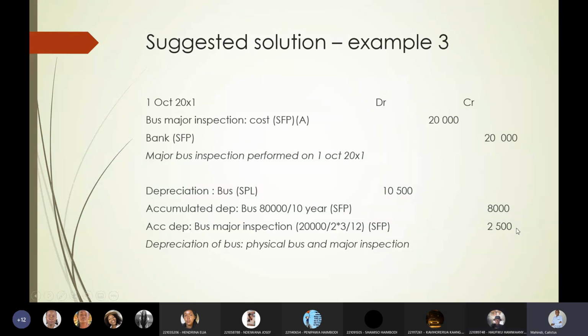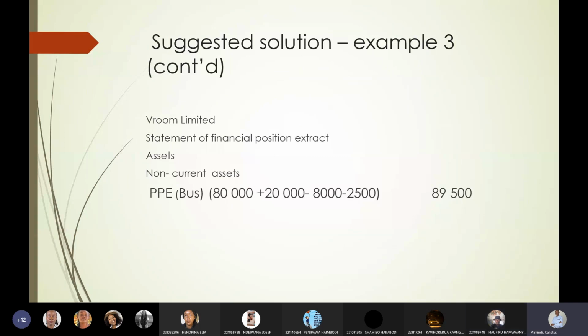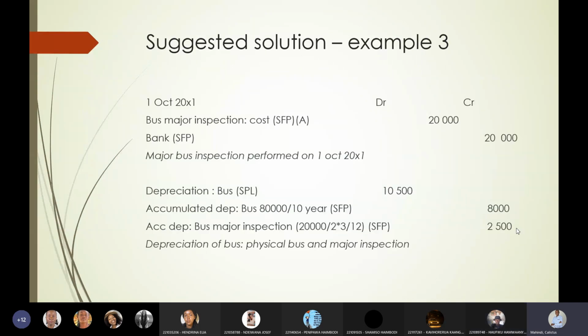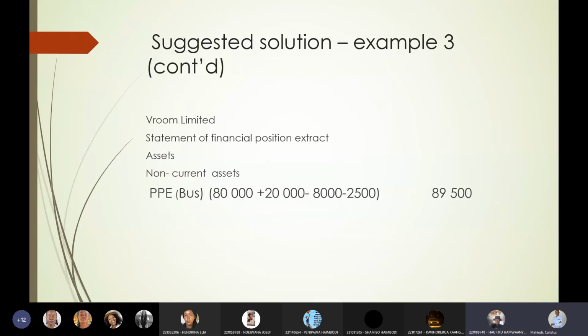Okay, and the last requirement was to present the bus in the statement of financial position. So how would the bus be shown? We're not given information with regards to other property, plant, and equipment. So assuming that the bus is the only asset, you would have one line item under non-current assets called property, plant, and equipment. You shouldn't abbreviate. You should just write property, plant, and equipment.